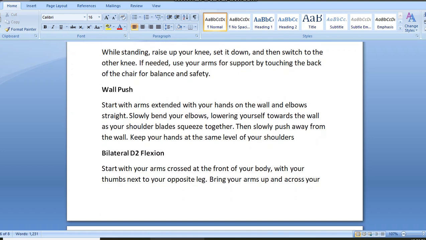Wall push. Start with arms extended with your hands on the wall and elbows straight. Slowly bend your elbows, lowering yourself towards the wall as your shoulder blades squeeze together. Then slowly push away from the wall. Keep your hands at the same level of your shoulders.